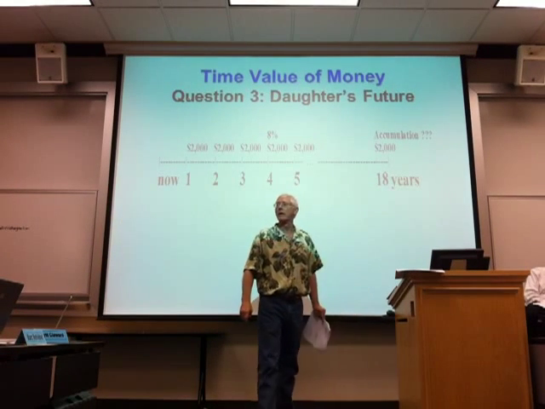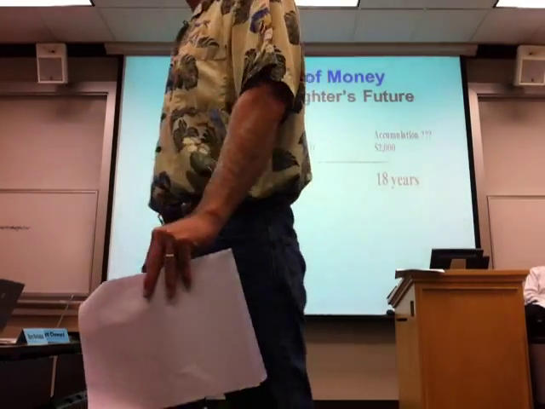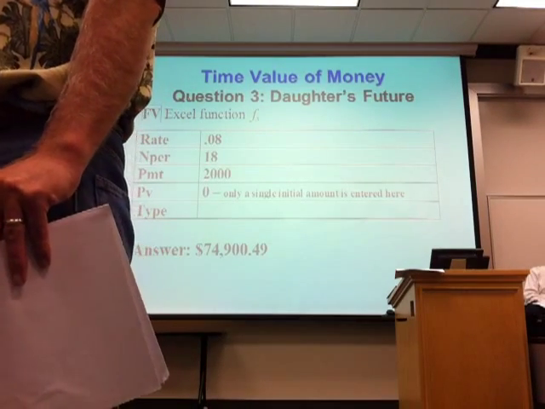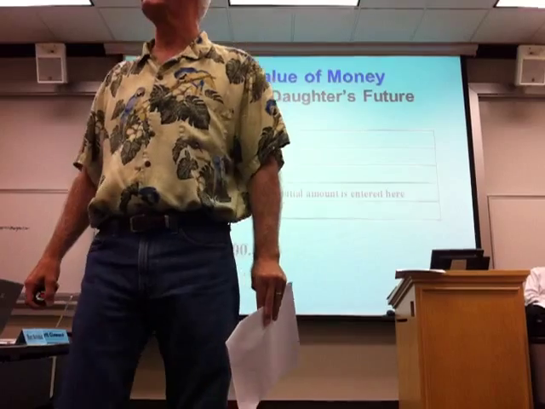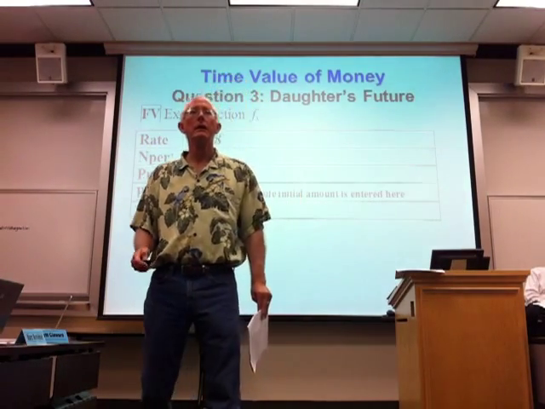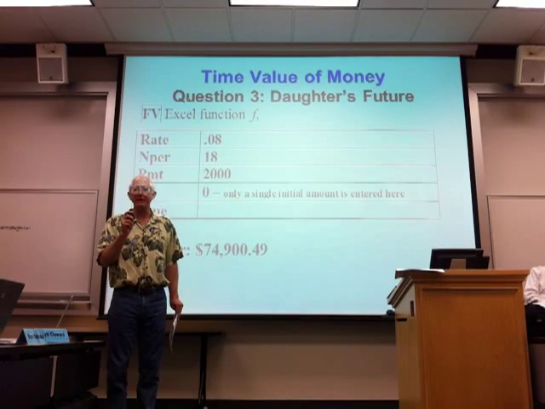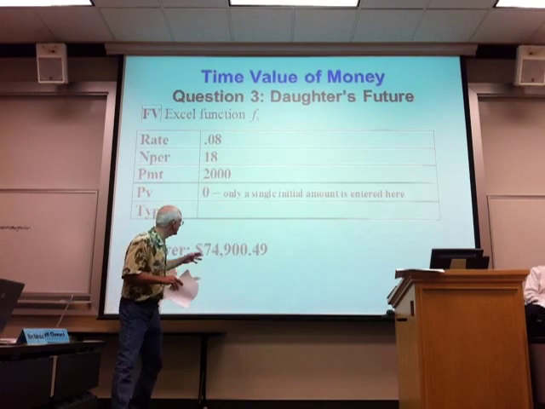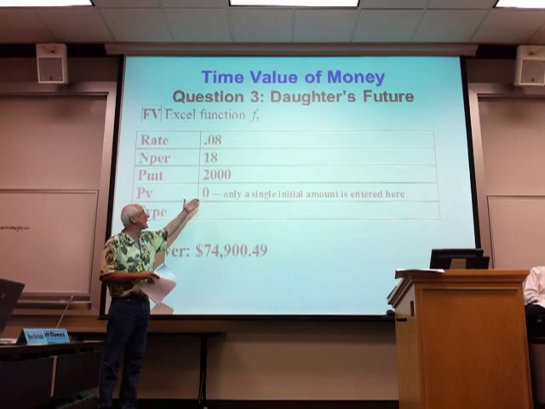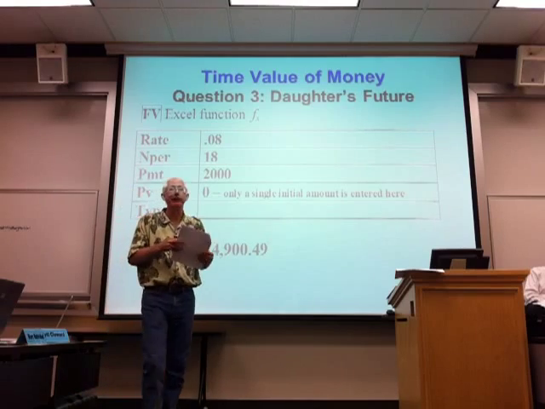That would bring it up to 69 something. It'll actually bring it up to $74,900 and whatever. That's it. 18 payments. Is the payment 2,000 or minus 2,000? Well, it doesn't make the slightest piece of difference, because if you put in 2,000, this answer in Excel comes out minus 74,000. If you put in minus 2,000, it comes out positive 74,000. We don't care. Either way, we know what it means.